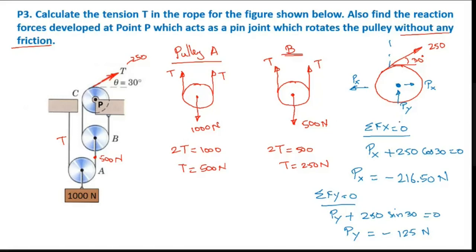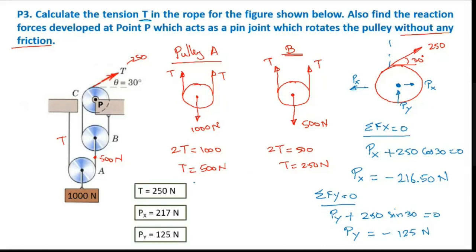Py is in the downward direction. So now we have it. What is the tension we identified? Tension T is 250. Px is identified, which is around 217 Newton, and Py is also identified, which is 125 Newton. Now we'll proceed with another one.